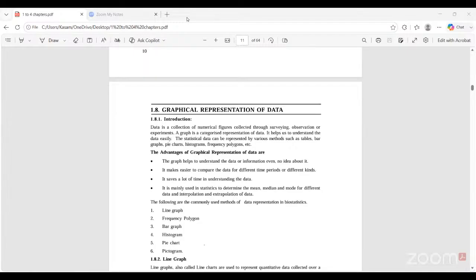Yes, sir. The graphs help to understand the data or information even if we have no idea about it. It makes it easy to compare the data in different time periods. 2002 how much was produced, 2003 how much, 2004 how much, 2003, 4, 5, 6. Suppose 10 years of data, we can take it by giving a bar graph or line graph. So it saves a lot of time in understanding the data.